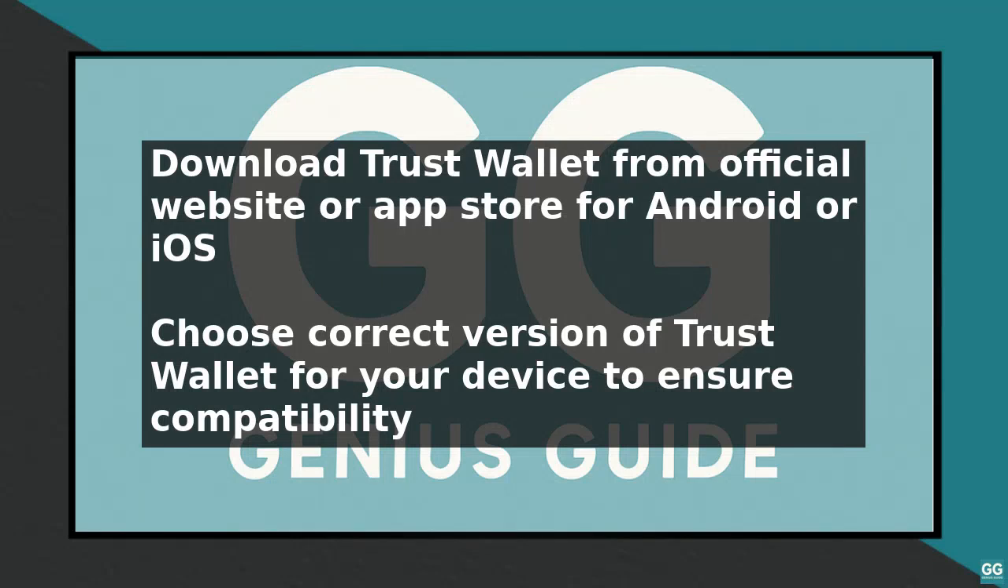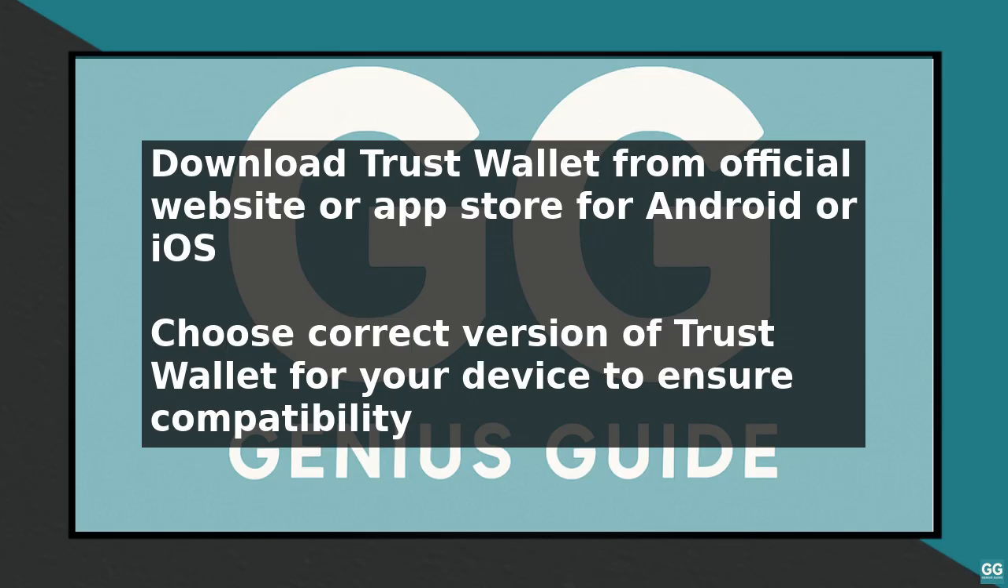To download Trust Wallet and create a wallet, follow these steps. First, go to the official Trust Wallet website or a trusted app store to download the application. Trust Wallet is available for both Android and iOS devices, so choose the correct version for your device. Once you have downloaded the application, install it on your device.